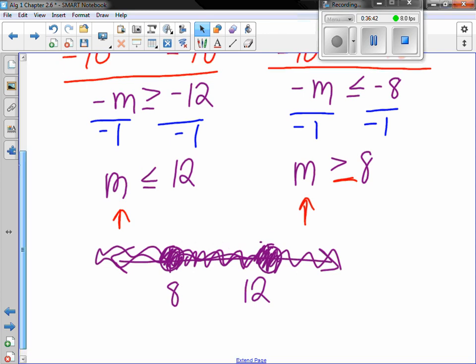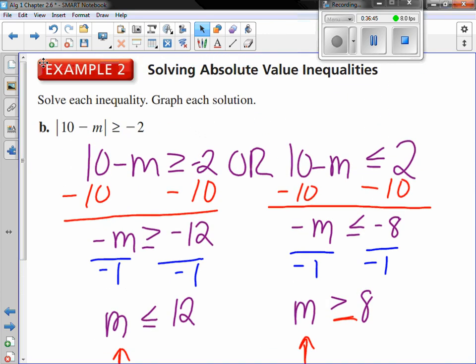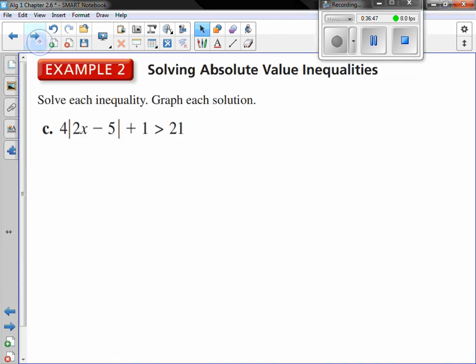And that's where we're going to stop for today. We'll pick this up tomorrow. We're going to finish the chapter tomorrow. Tomorrow will be the last day of chapter 2.